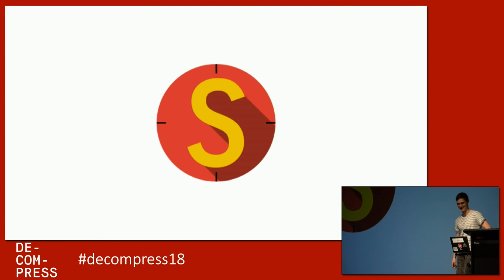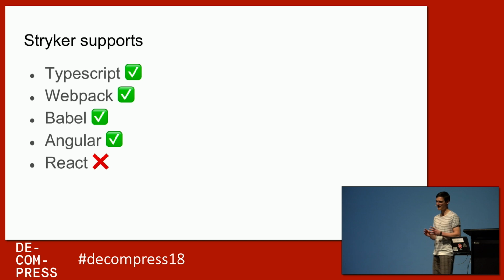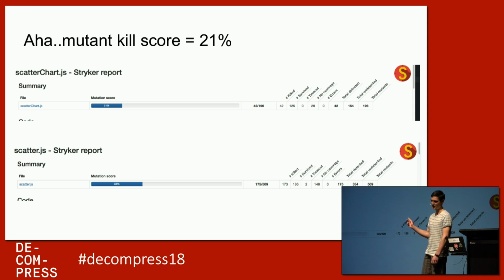We'll use Stryker, as I mentioned. I really like this framework. They're working on it actively. It supports not everything that I'd like. It doesn't have React support yet, but it does ES6, TypeScript, Babel, Webpack, Angular. For many projects, that'll do the job. When I ran it against NVD3, this is the score I got at the end. You will remember that the coverage score was 84%, but the mutant kill score was only 21%, which aligns with my personal intuition as to the quality of the tests.